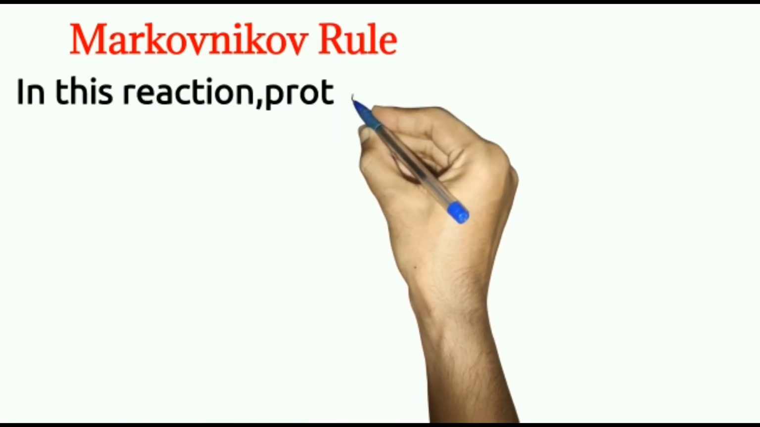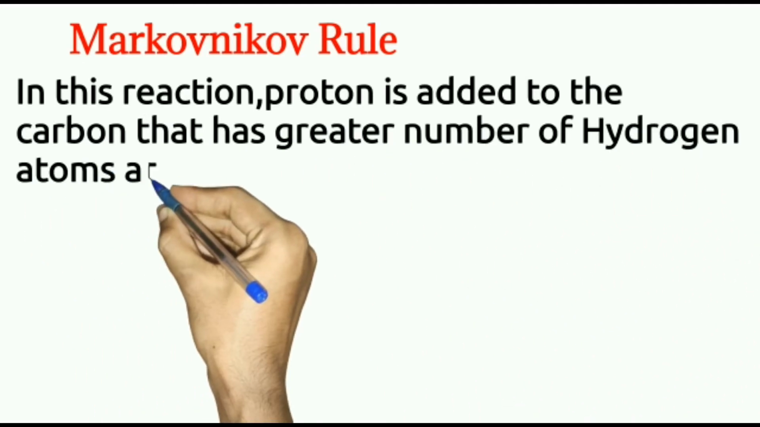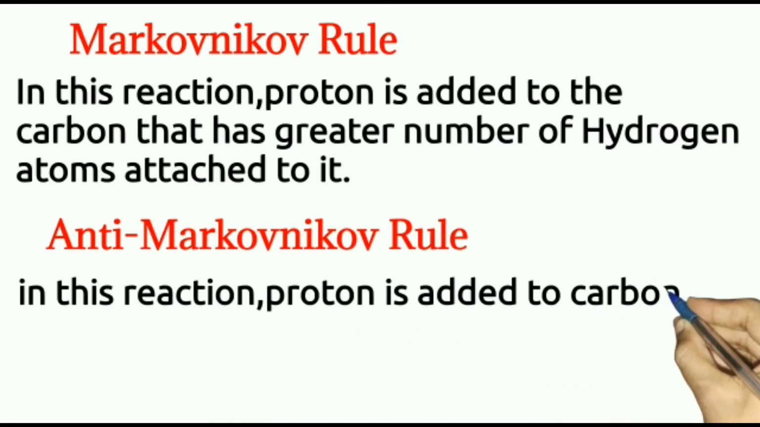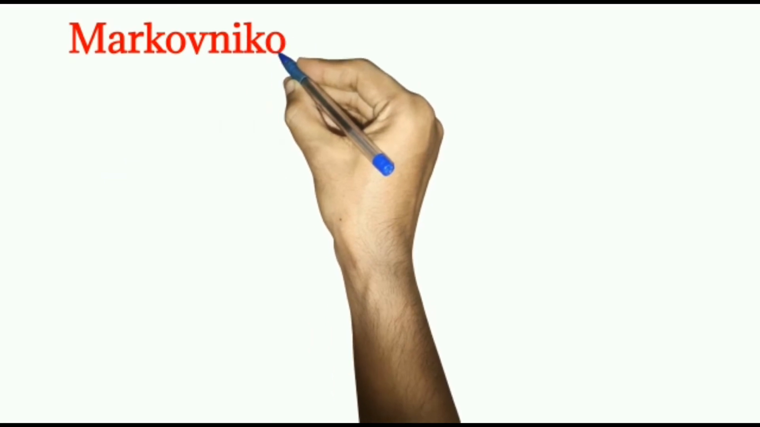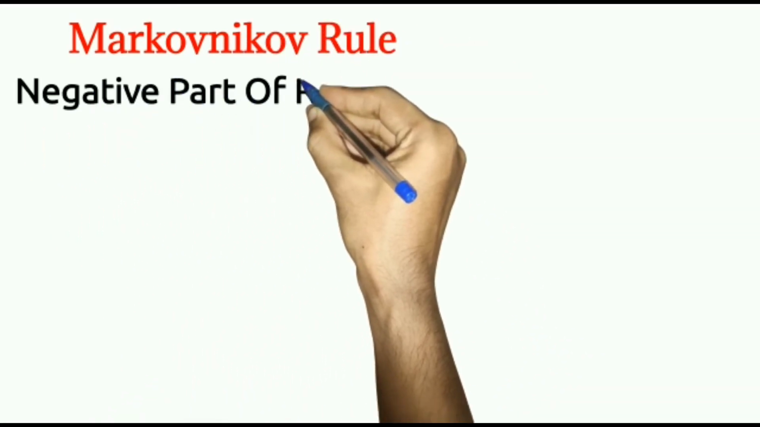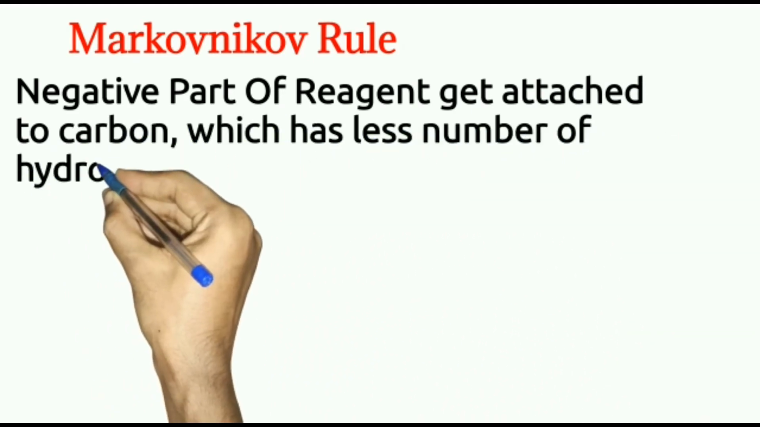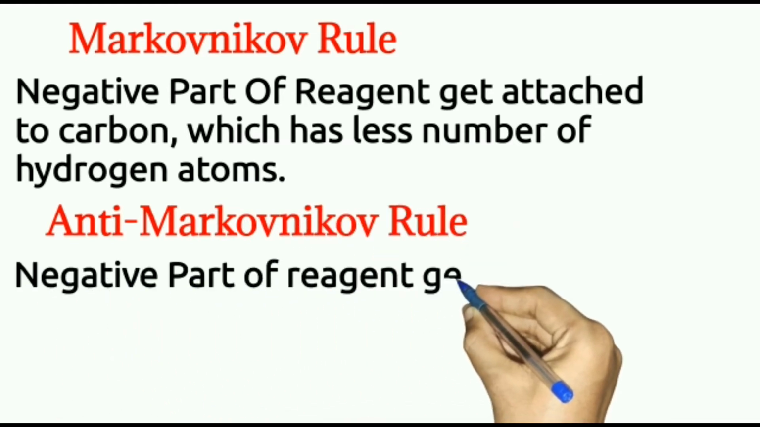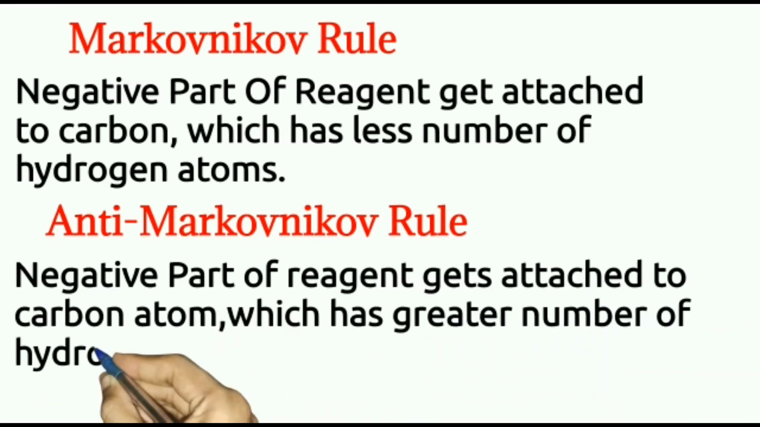The proton is added to the carbon atom that has a greater number of hydrogen atoms attached to it. For anti-Markovnikov's rule, the proton is added to the carbon atom that has a lesser number of hydrogen atoms attached to it. Now, second difference, for Markovnikov's rule, the negative part of a reagent gets attached to the carbon atom which has the lesser number of hydrogen atoms. Now, for anti-Markovnikov's rule, the negative part of a reagent gets attached to the carbon atom which has a greater number of hydrogen atoms.